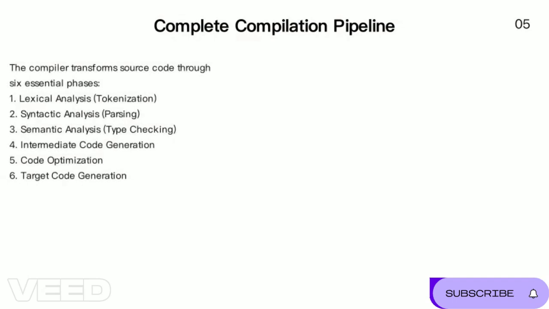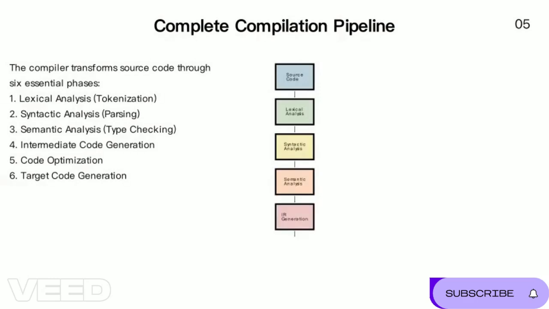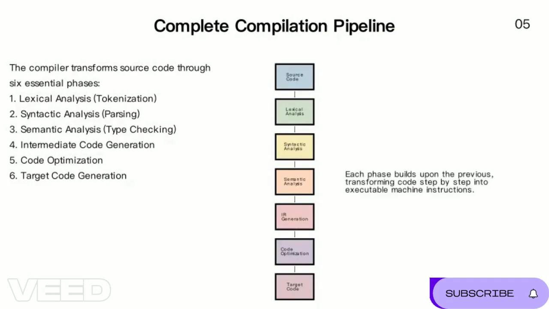The compilation process involves 6 interconnected phases, each building upon the previous one. From tokenizing source code to generating optimized machine instructions, compilers perform sophisticated transformations that enable high-level programming languages to run efficiently on computer hardware. Understanding this pipeline is fundamental to computer science and software engineering.